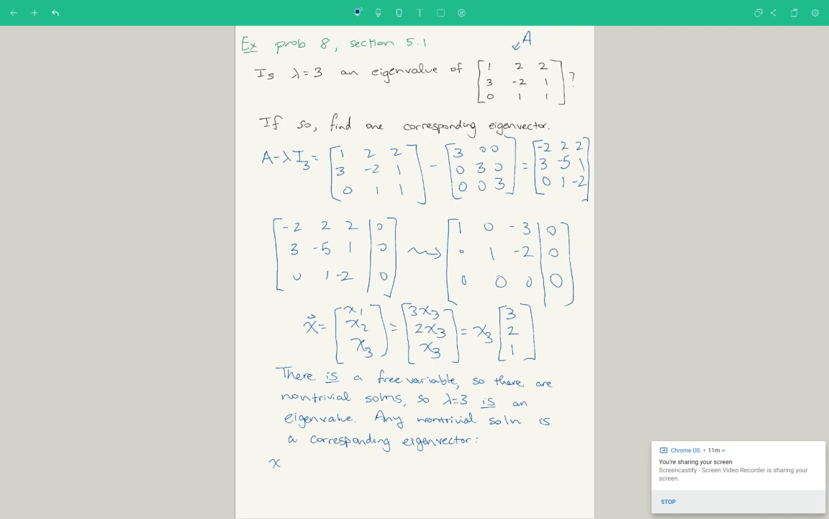So for instance, we could go ahead and let x3 equal 1, and then we would just get 3, 2, 1, and this would be an appropriate eigenvector. Or we could let x3 equal whatever we want. So like x3 could equal 2. So 6, 4, 2 is an appropriate eigenvector. We could let x3 equal negative 100. So negative 300, negative 200, negative 100 is one. So there are actually infinitely many eigenvectors that correspond with this eigenvalue.